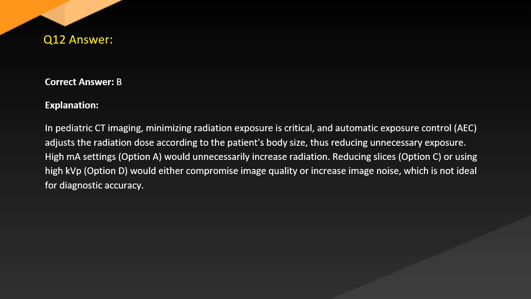Answer. Correct answer: B. Explanation. In pediatric CT imaging, minimizing radiation exposure is critical. Automatic exposure control adjusts the radiation dose according to the patient's body size, thus reducing unnecessary exposure. High settings, option A, would unnecessarily increase radiation. Reducing slices, option C, or using high kVp, option D, would either compromise image quality or increase image noise. Not ideal for diagnostic accuracy.